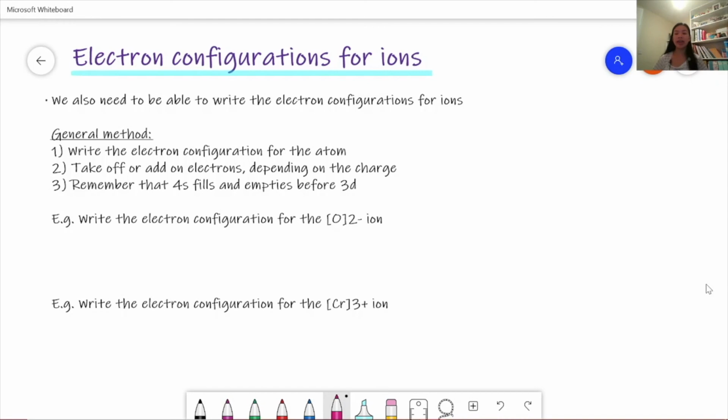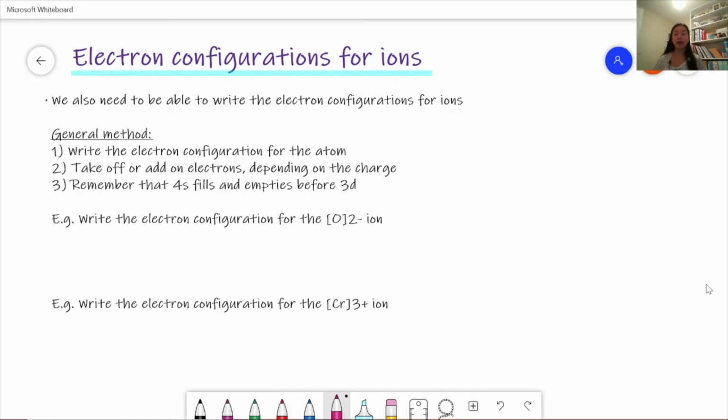We also need to look at electron configurations for ions. So the general method we have is that we write the electron configuration for the atom and then take off or add on any electrons depending on the charge. And then the third rule is that we need to remember that 4s fills and empties before 3d.